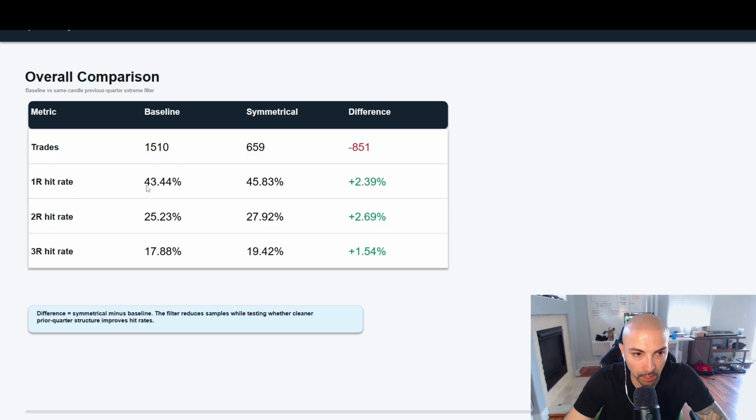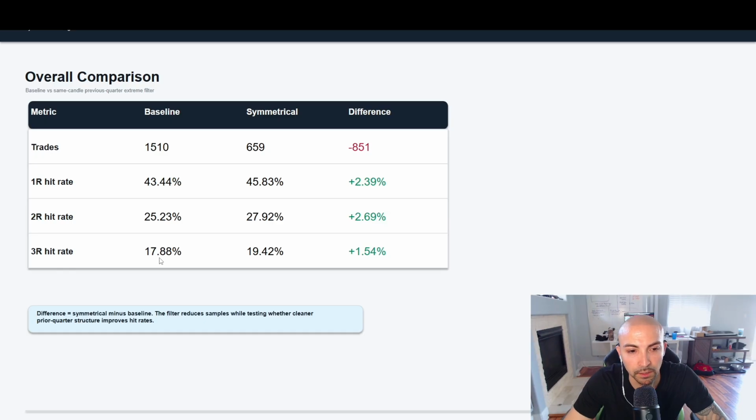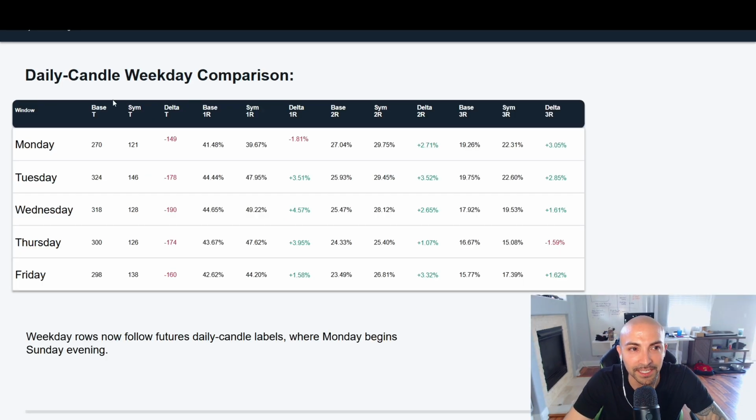And the 1R hit rate is 43.44%, 25% for 2R, and a 3R at just under 18%. The symmetrical component did add a little bit of probability to it, but in my opinion, not enough to make a difference. All right, so the daily candle weekday comparison: Monday, Tuesday, Wednesday, Thursday, Friday.